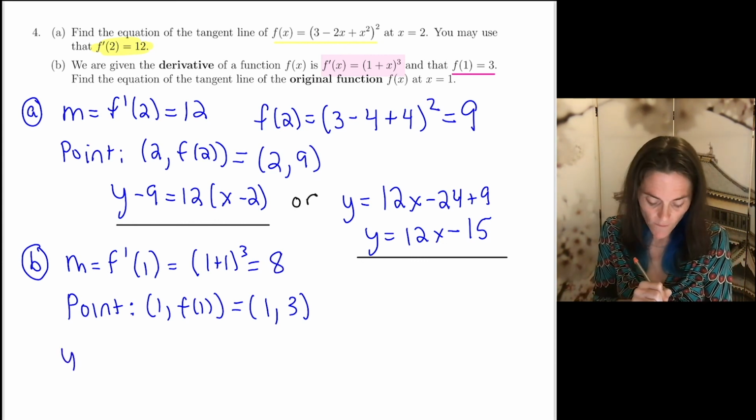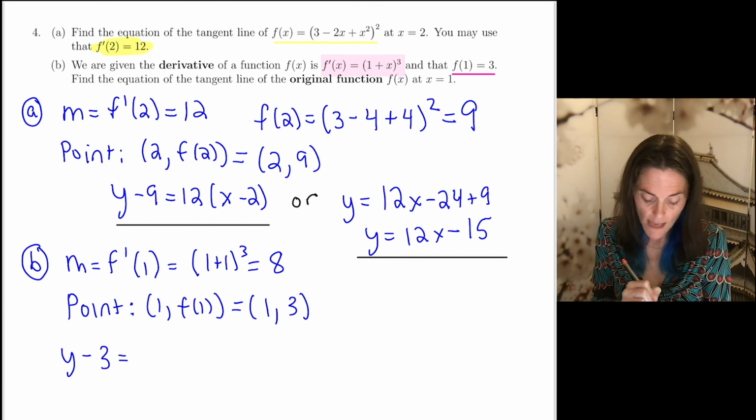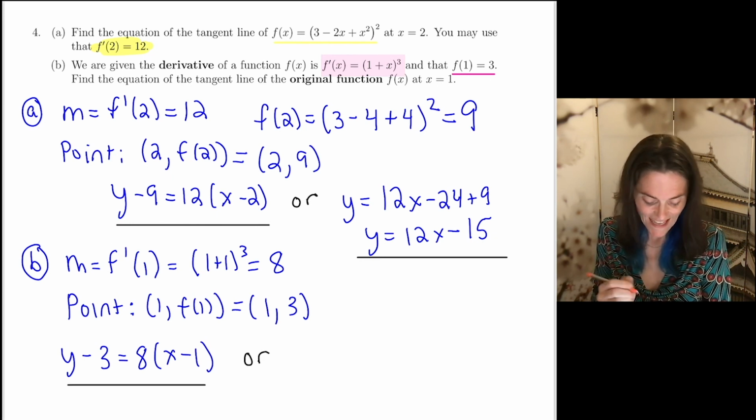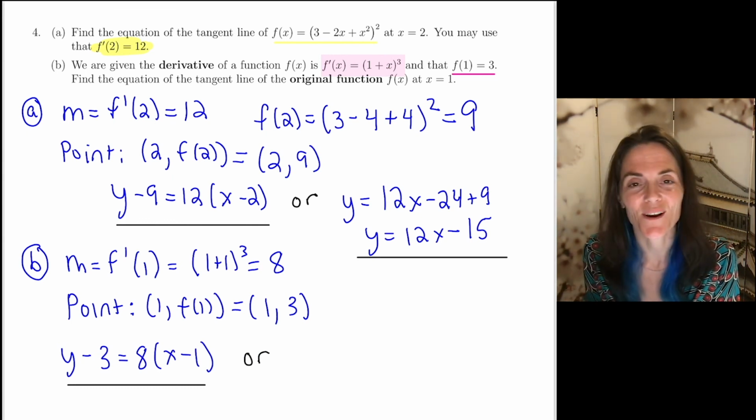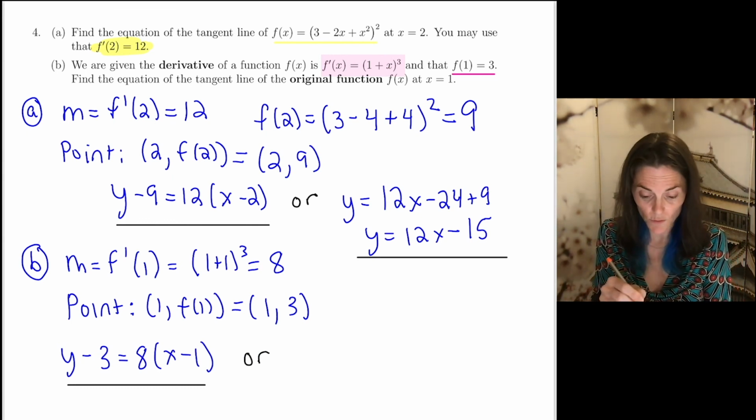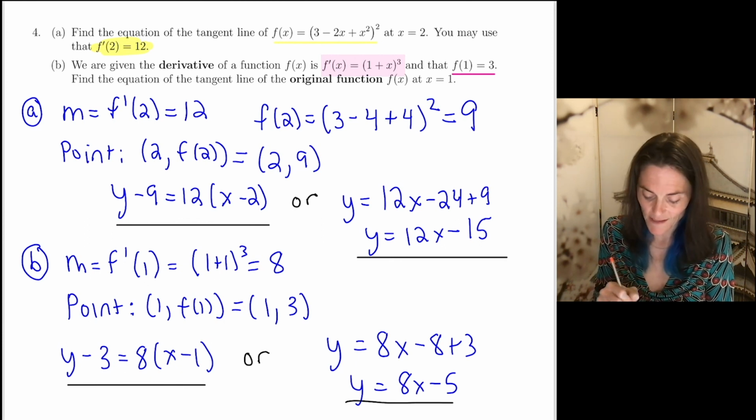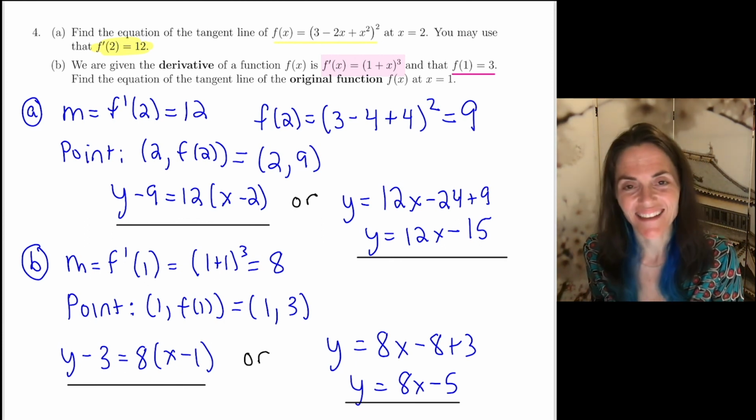So we just have y minus y1 is m times x minus x1. This is one answer. Or you could also, just like before, put it in slope-intercept form if you choose. We would have y is 8x minus 8 plus 3. We have y is 8x minus 5. This is another way to leave your final answer. Either one is perfectly fine.